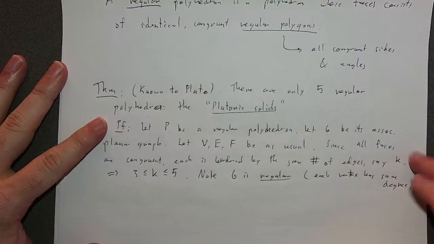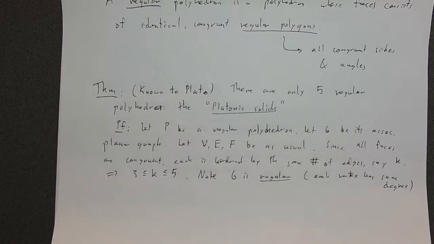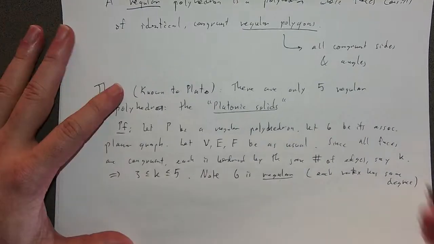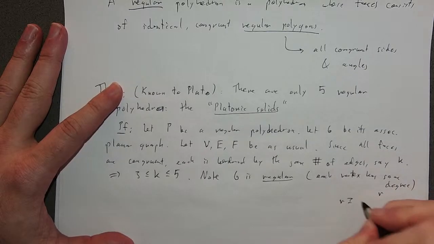So, yeah, we haven't really mentioned regular graphs that much since like the first day of class, but regular just means each vertex has the same degree. So that is the case. So every vertex has the same degree. Call it r. We know that r is greater than or equal to 3.